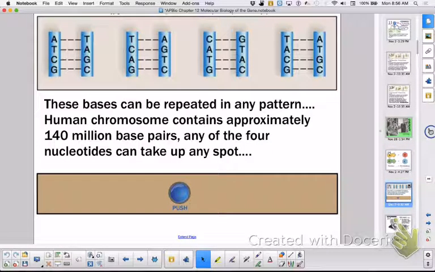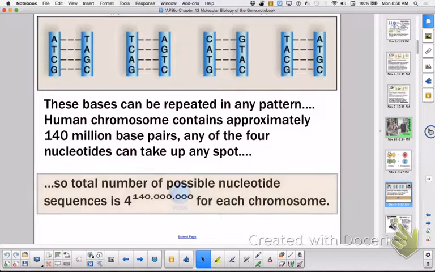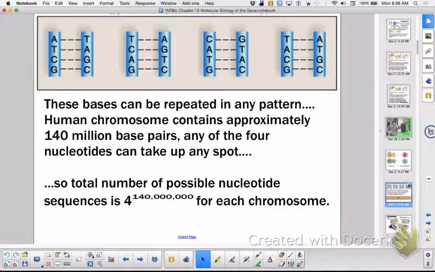If you have 4 bases to work with, you could remember our earlier discussions about whether a protein, which has 20 amino acids, versus DNA, which has 4 bases, could carry the information. These bases can be repeated in any pattern, and the human chromosome contains approximately how many base pairs? 140 million base pairs. Any of the 4 nucleotides can take up any one of those spots. So even though there are 4 bases, it lends itself to enough variety.